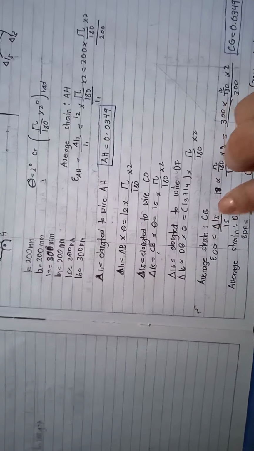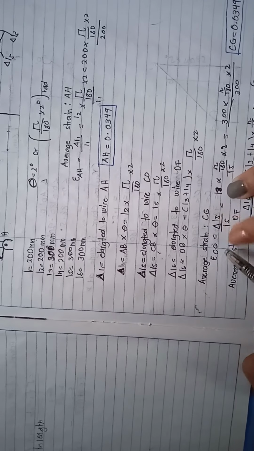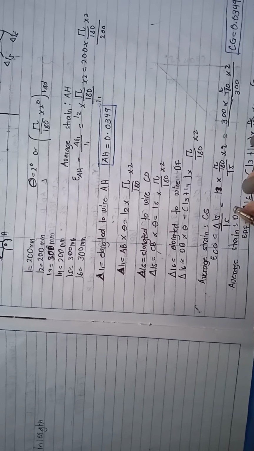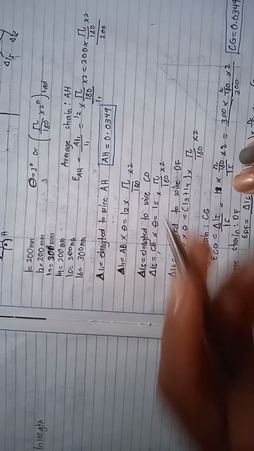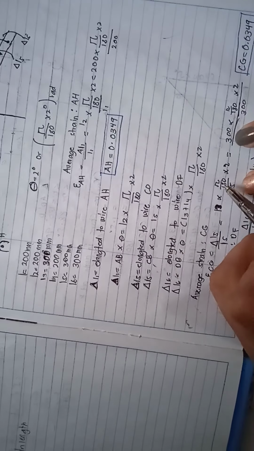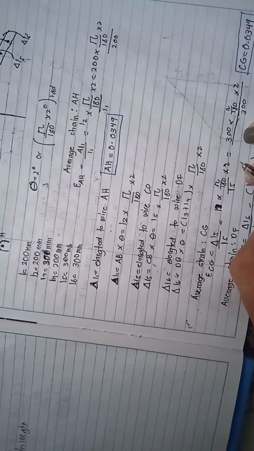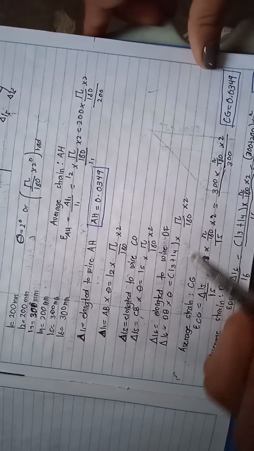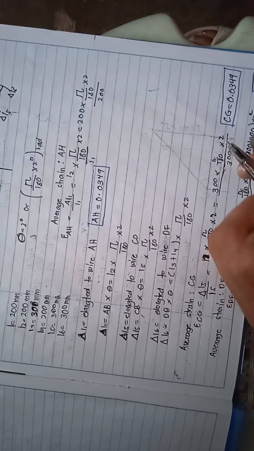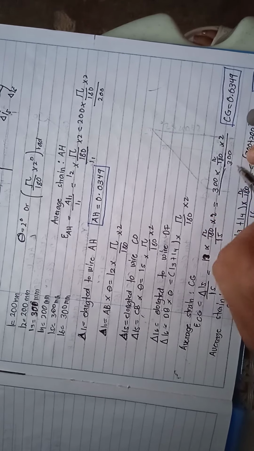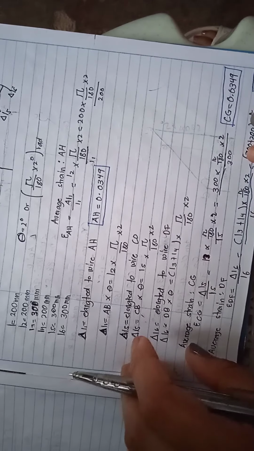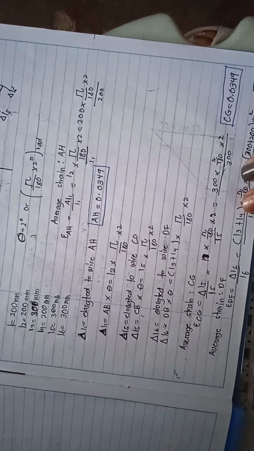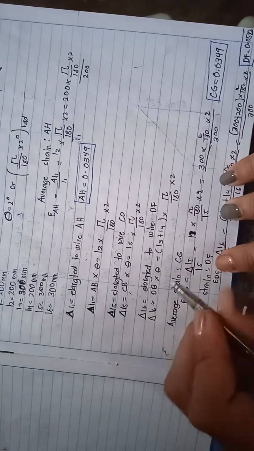So, average strain naman, yung CG, so CG equals change in length I5 over I5 equals I3 times pi over 180 times 2 over I5, equals 300 times pi over 180 times 2 over 300. So, kinumpute natin yung CG natin is equals 0.0349. So, average strain of DF naman.